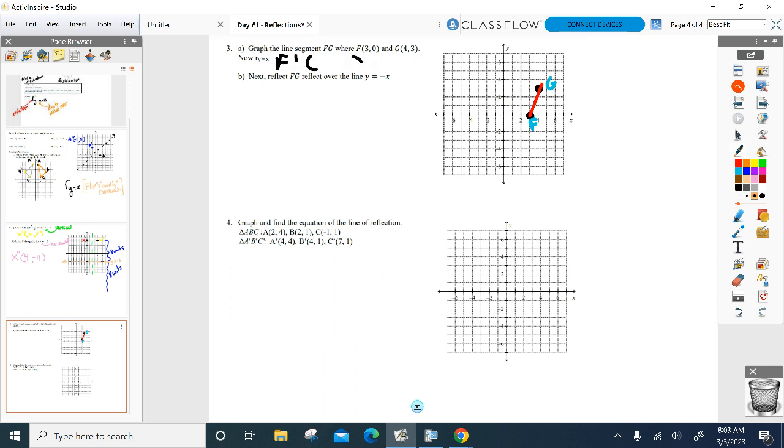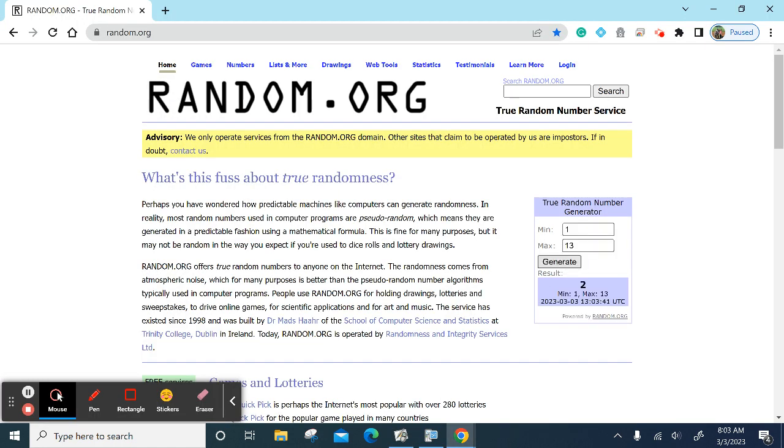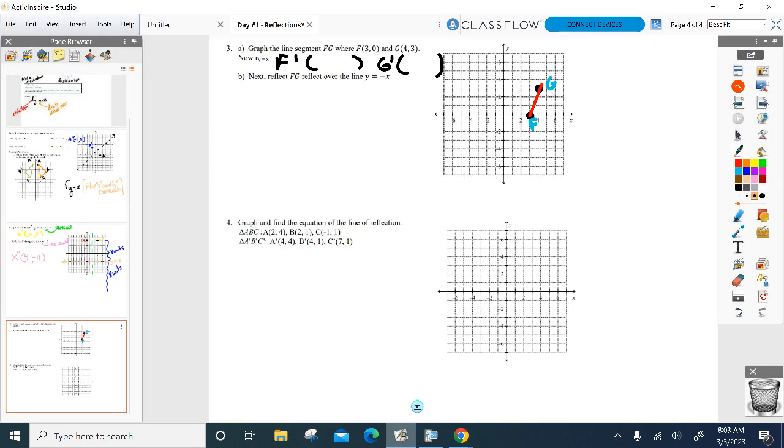So what's f prime going to be? And what's g prime going to be then? Just flip the coordinates. Y equals x. Flip the coordinates. 2, 7. So F, 0, 3. Flip them. Good. 0, 3. And G prime? 4, 3. Or 3, 4. Flip them. Good, Kara. So 0, 3 now. 3, 4.